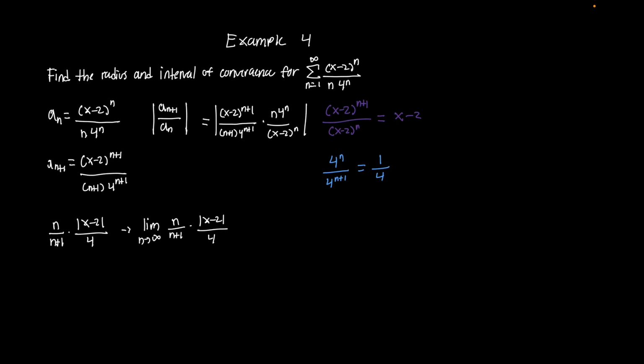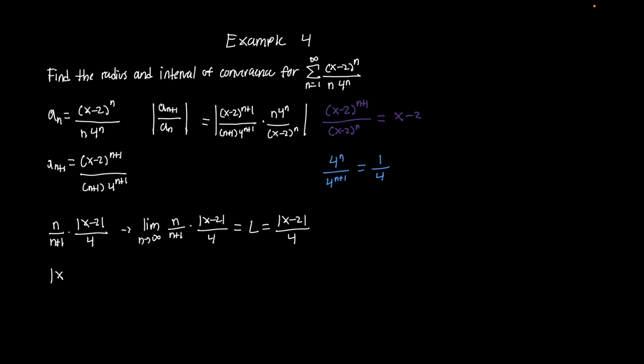Remember, this is just a constant right here, the x minus 2 over 4. We only worry about the n's. That makes sense. If you already know, I think we took this limit twice already, this just approaches 1. So the limit is going to be equal to, so L is equal to x minus 2 over 4. Now let's apply the ratio test.